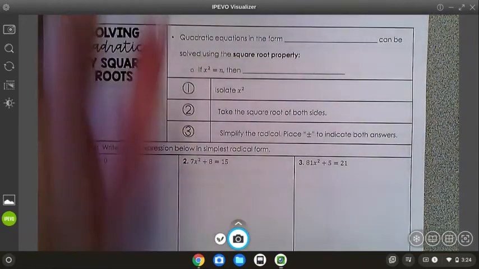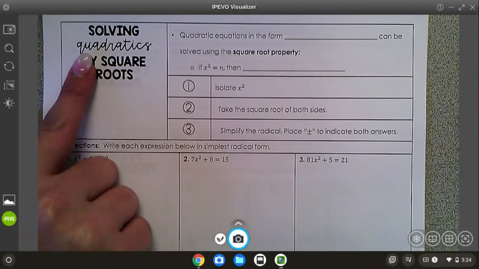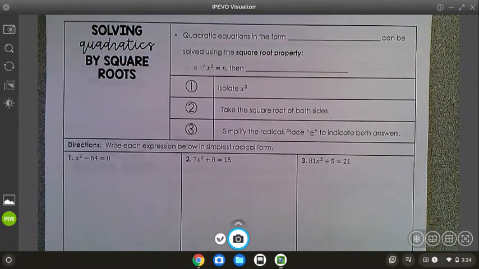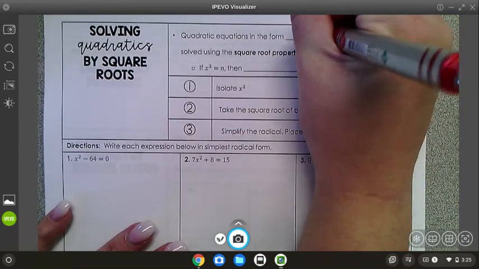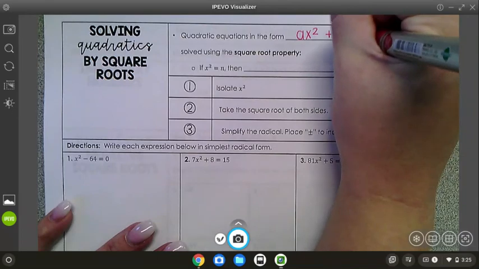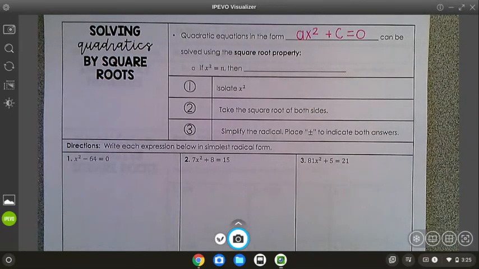So now we're going to use that to actually solve quadratics. And remember, when we're solving, that means we're finding the square roots. Now, the types of problems that you will use this for is when there is no x. There's an x squared, there's a number, but there's no just x. So something like this: ax squared plus c equals 0. So you're missing the bx part.